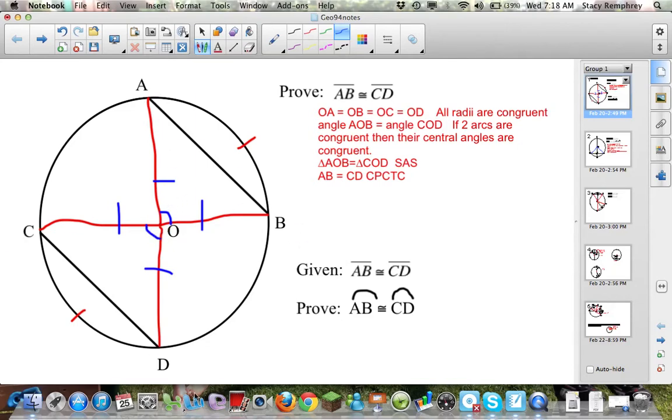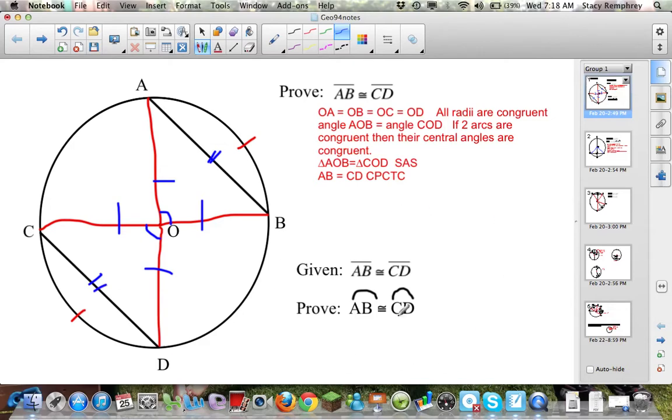Don't assume that AB and CD are parallel. I don't want you assuming that and then thinking that it only works when they're parallel, because this works anytime. If I know the arcs are congruent, I know the angles are congruent. And then I can prove the triangles congruent by SAS. And once I prove they're congruent, I can prove this is congruent to this by CPCTC.